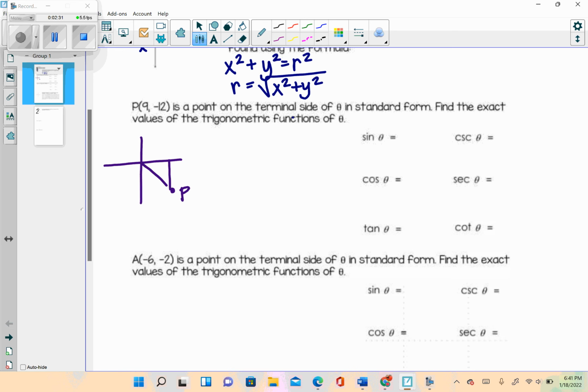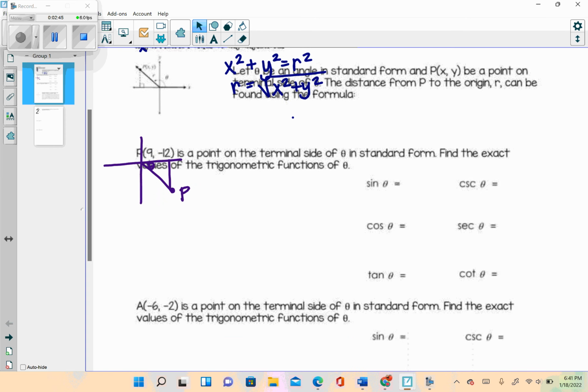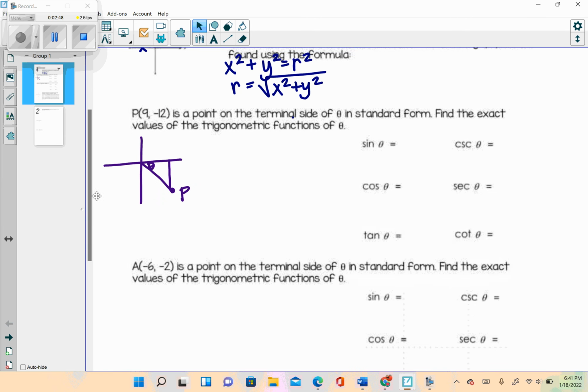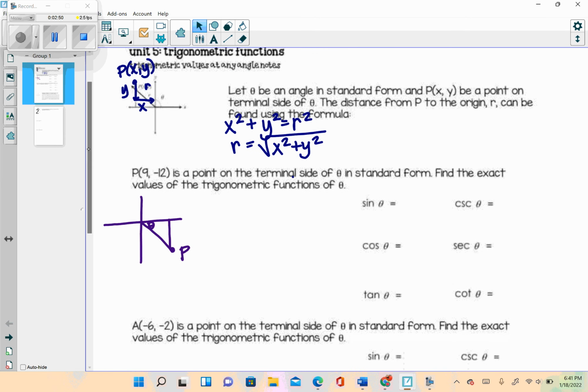Now, when you're drawing your triangle, your angle is always formed by your x-axis, be it positive or negative. Okay? Your angle is always formed by your x-axis. That is important to know. Just like up here, it was up there. Okay?